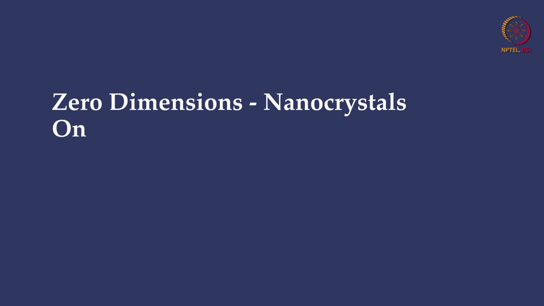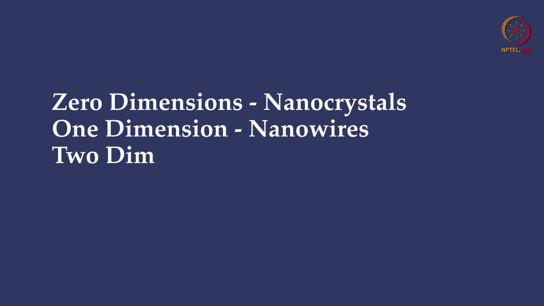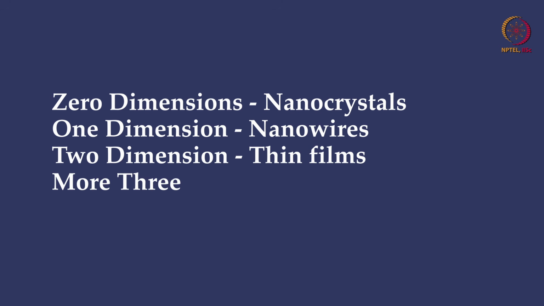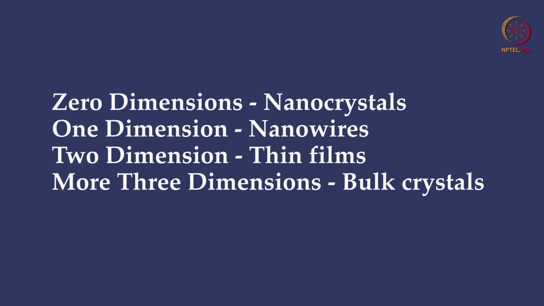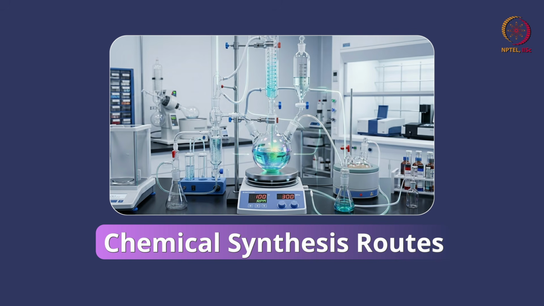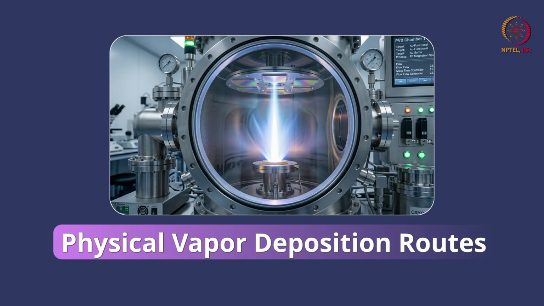So these functional materials come in various forms, various dimensions. Zero dimensions, what are called nanocrystals. One dimension, what are called nanowires. Two dimensions, what are called thin films. And three dimensions, what are called bulk crystals. They can be made using various kinds of techniques, some of them involving chemical synthesis routes, some involving physical vapor deposition routes, and so on and so forth. But there is a method to madness.